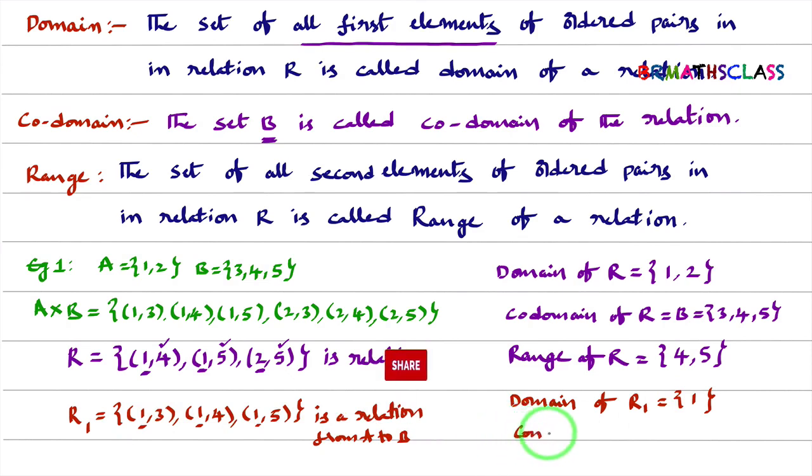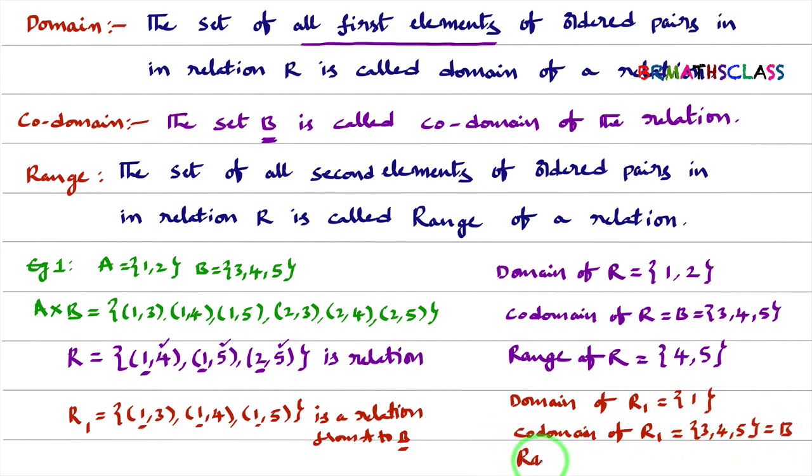Now I'll write the codomain. What is codomain? You observe here, if R is a relation from A to B, then set B is called the codomain of the relation. Here R1 is a relation from A to B, so what is the codomain? The codomain is set B. What is set B in this example? Set B is {3, 4, 5}. So the codomain of this relation R1 is B.